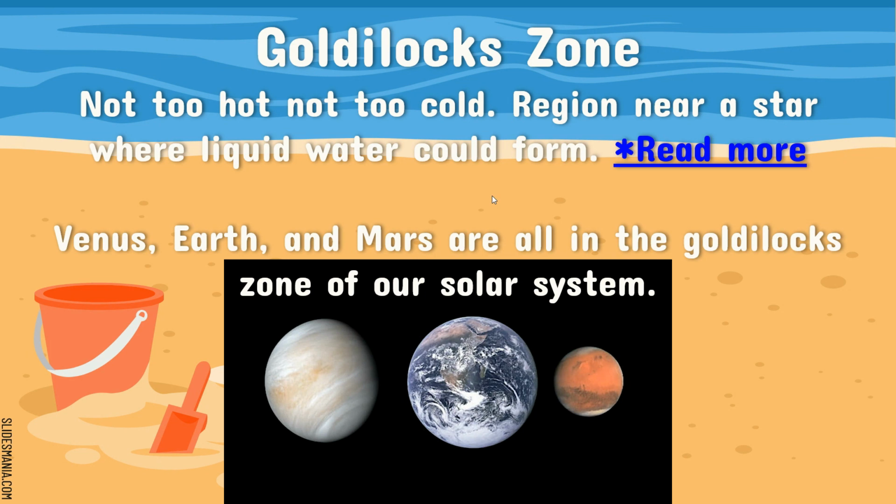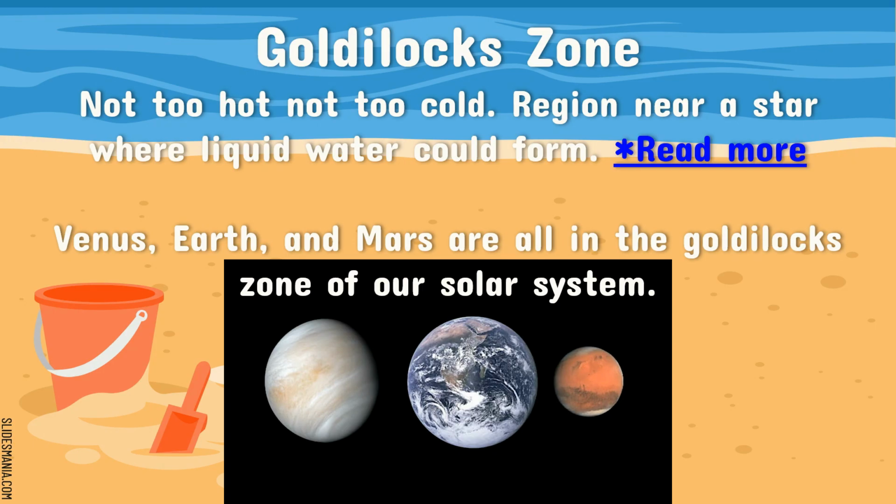Now, we always talk about the greenhouse effect as a bad thing. It's not. We definitely want some heating of our planet, otherwise it would be too cold. We wouldn't want to live on it. We'll look at some examples here. There's a thing in astronomy called the Goldilocks zone. It's not too hot and it's not too cold. It's the region near a star where liquid water can form. If you are curious and want to learn more about it, there's a link there where you can click the Read More link and get some more information.